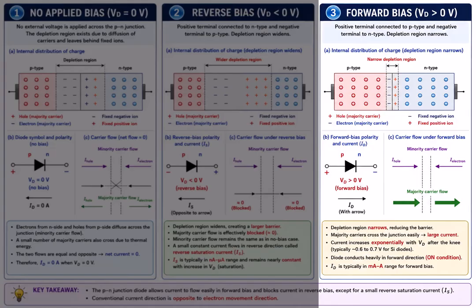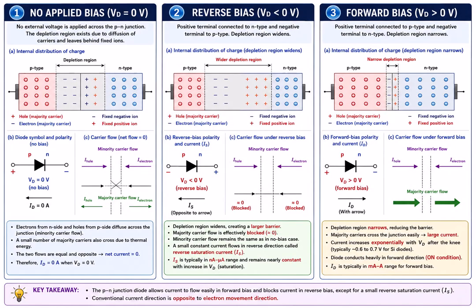Also remember that in forward bias, the diode current increases exponentially with the applied diode voltage after the knee voltage. That is why a small increase in forward voltage can produce a large increase in diode current. The key point is that in forward bias, the depletion region narrows, the barrier reduces, and the diode allows a large current to flow.